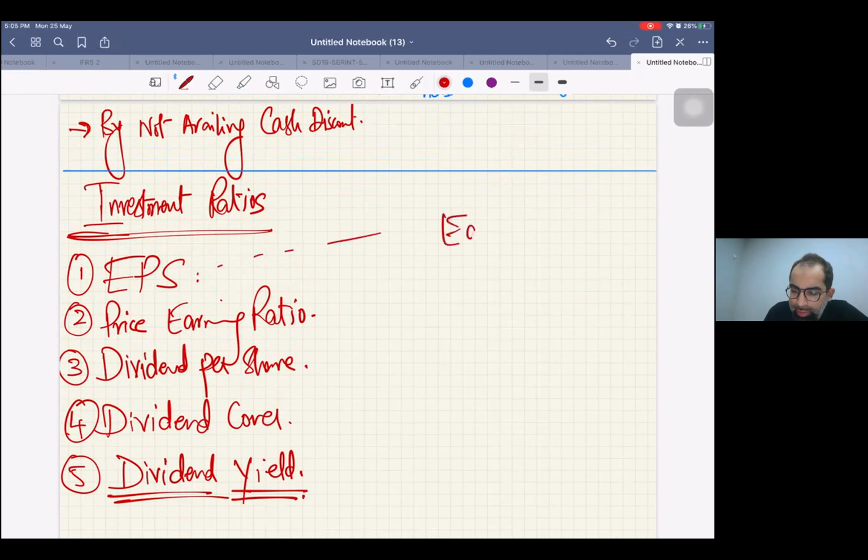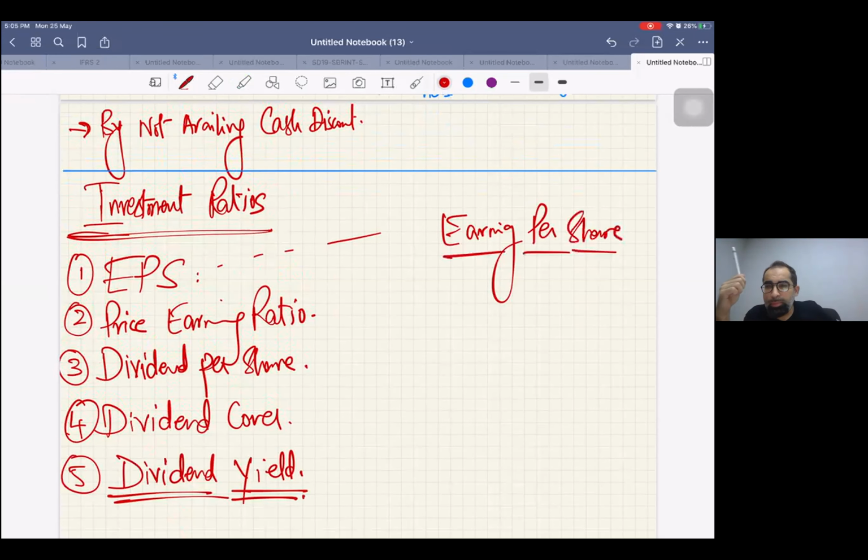Now, EPS you have already done, earning per share. Just giving you a 1 second recap. Earning per share means how much the company is earning per share, right? So this is the share of Unilever and this is the share of BMW. Unilever earning per share is 500 pounds per share, and BMW earning per share is just 100 pounds. So this share is earning 500 pounds per share. The second share is earning just 100 pounds.